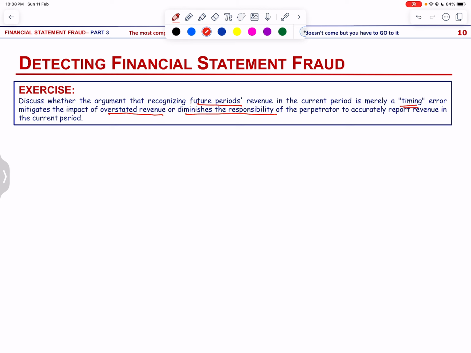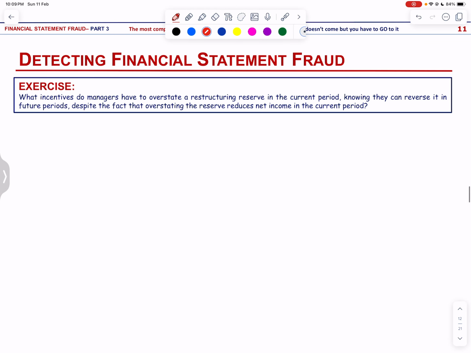Perpetrators of early revenue recognition schemes knowingly present misleading financial statements. Any intentional attempt to deceive stakeholders resulting in financial harm constitutes fraud. Therefore, those responsible for initiating early revenue recognition bear the same accountability for the fraudulent activity and its consequences.